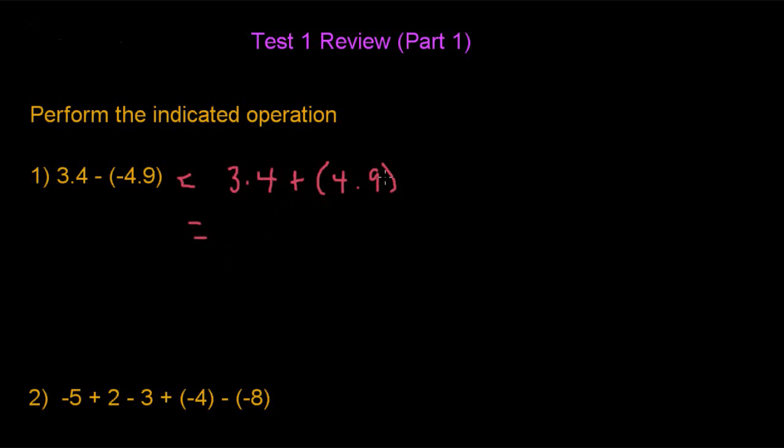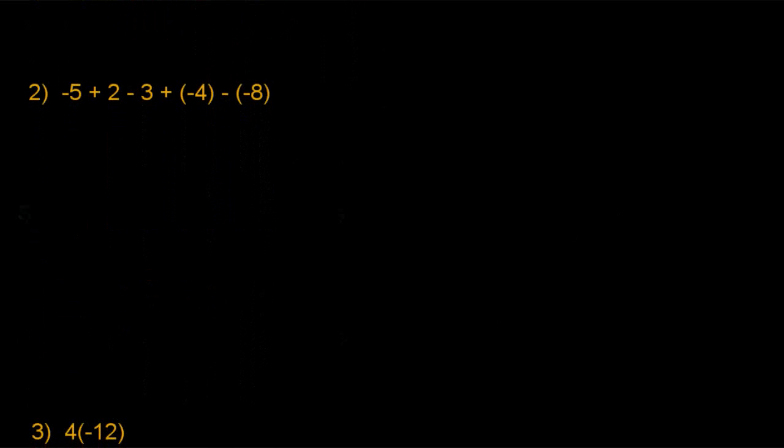9 plus 4 is 13, so you could write down the 3 and carry the 1. 4 plus 1 is 5, plus 3 is 8, and the decimal point goes in between, and we get a positive 8.3.